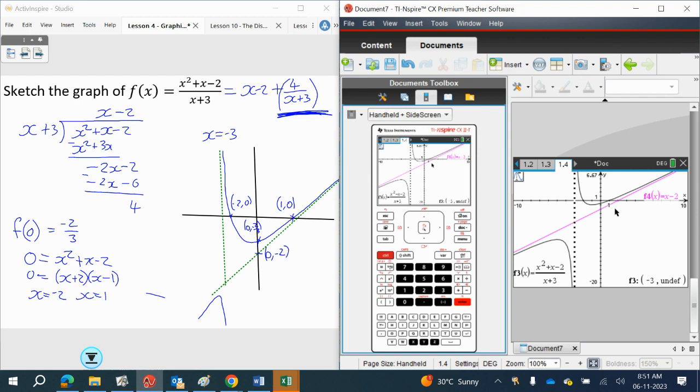How do you trace those? You can't put it in. But if you know what the horizontal is, like y equals 3, you type in another function, y equals 3.